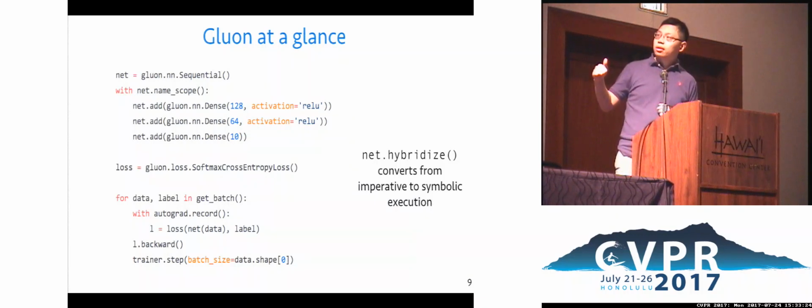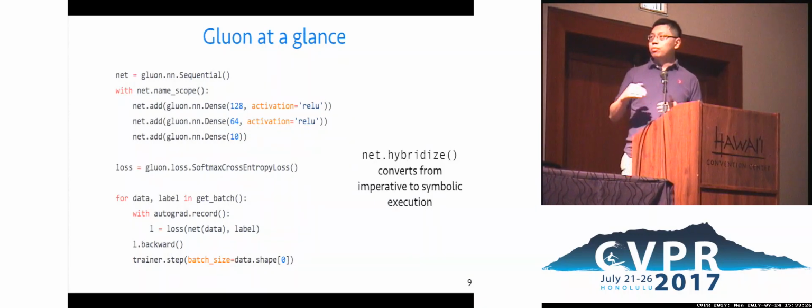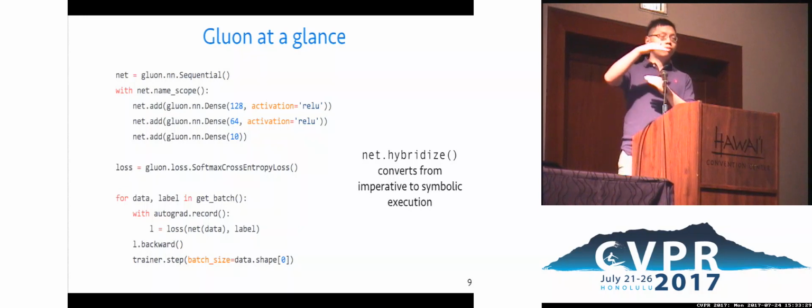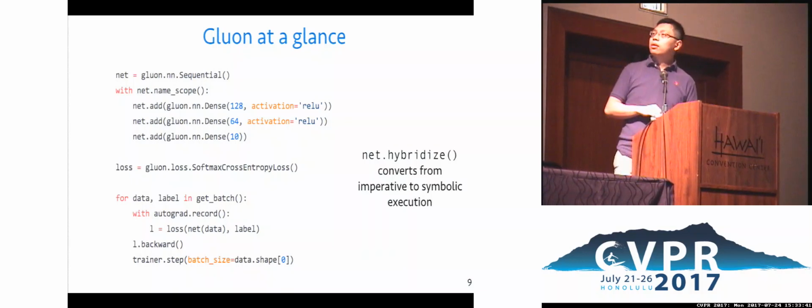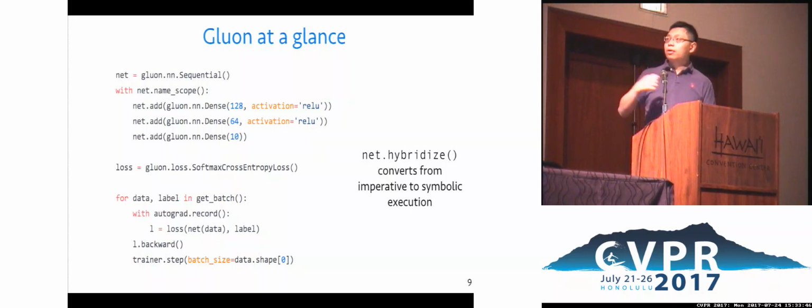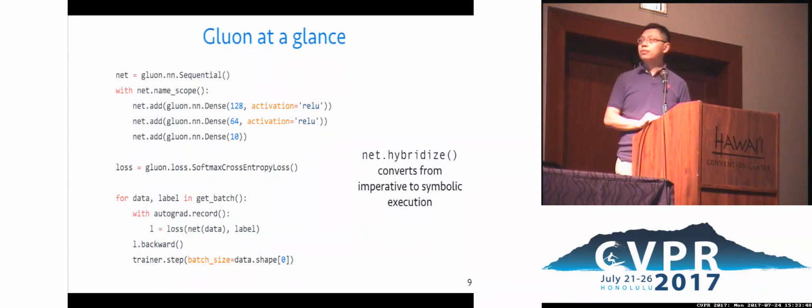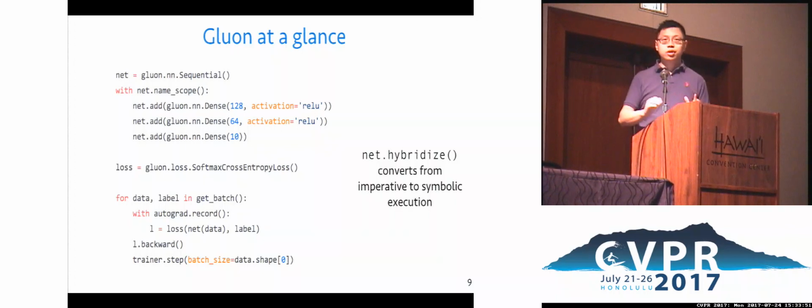Then within autograd.record, which means we record all this trace so we can compute the gradient later, we first apply the net to the data. This is called the forward pass. It returns the output of the last fully connected layer, and then we apply the loss function with the label. The good thing here is that all of this is imperative, which means you can print anything at any time. I'm going to show you later in the notebook tutorials.